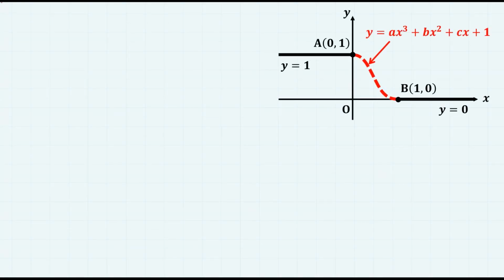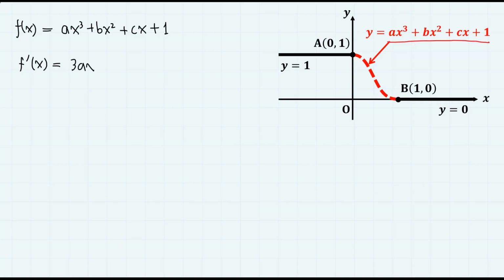Okay, let's see how this can be done. So we have a cubic function ax cubed plus bx squared plus cx plus 1 in the middle. And let us use f of x for this cubic function. Obviously, we are also going to use its derivative, which is 3ax squared plus 2bx plus c.